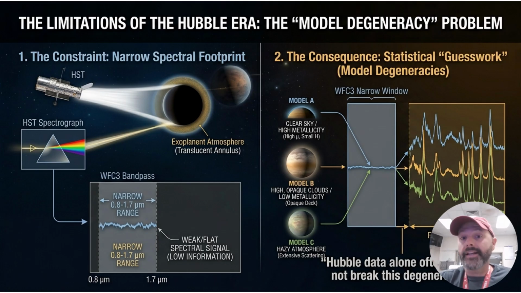So Hubble had a narrow window, which led to something called model degeneracy. Because we were looking through a narrow keyhole, like a very small portion of the spectrum, different atmospheric conditions like clear skies versus high opaque clouds could produce the same flat signal, and we couldn't break these degeneracies with data alone.